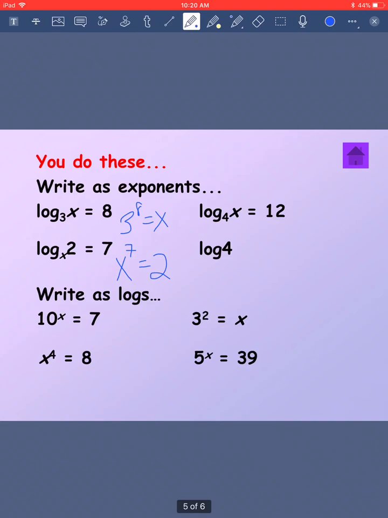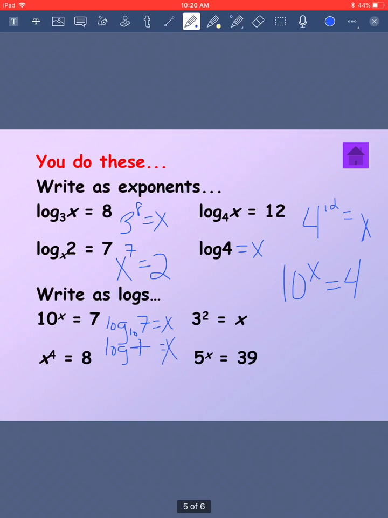Log base 4 of x equals 12. That can be written as 4 to the 12th equals x. Log of 4, it's not set equal to anything, so you can say it's set equal to x. So that's 10 to the x power equals 4. Going from one form to the other, exponential to logarithmic, 10 to the x equals 7. So that's log base 10 of 7 equals x, which is just log of 7. Log of 7 equals x.